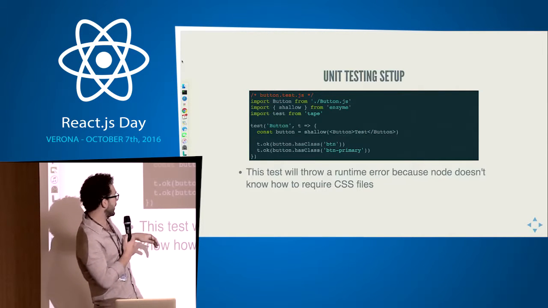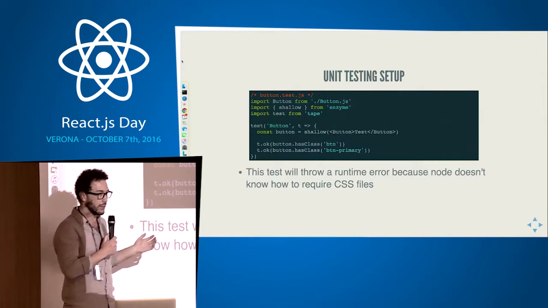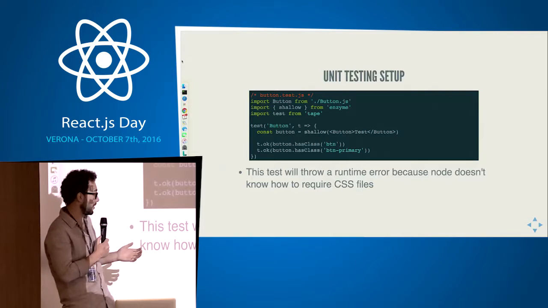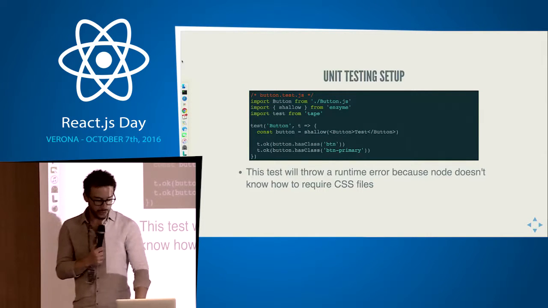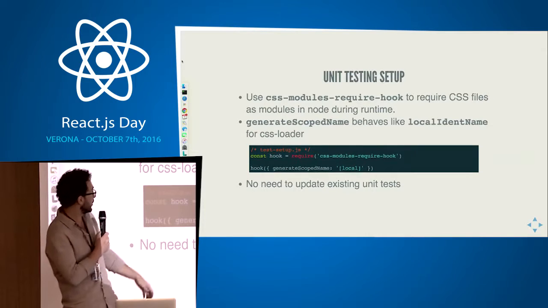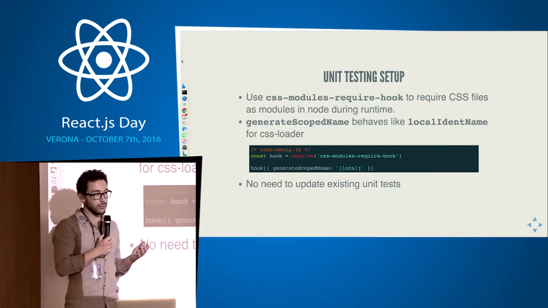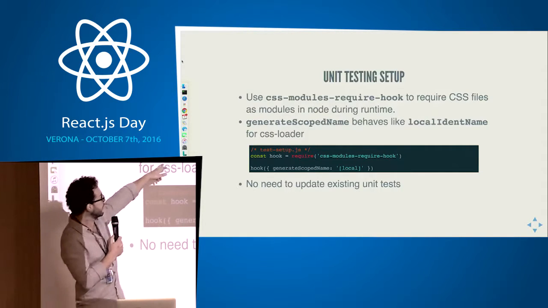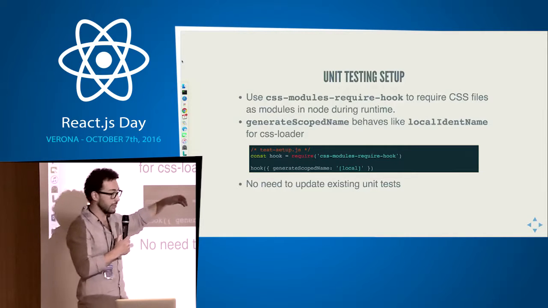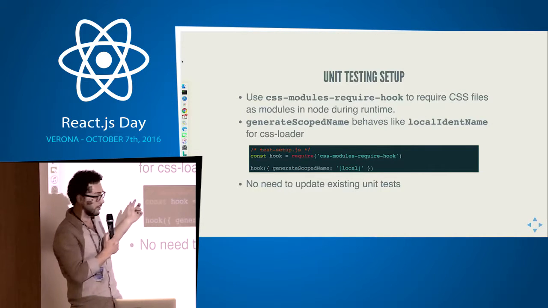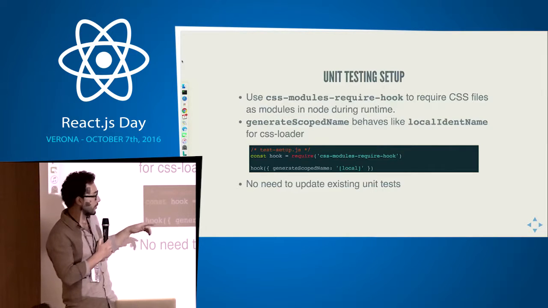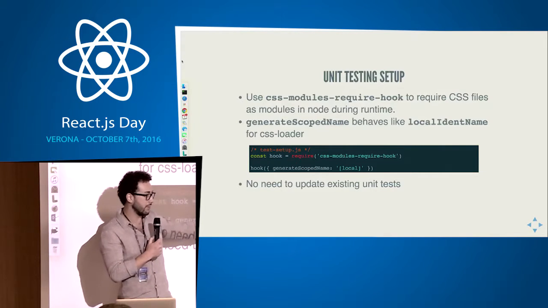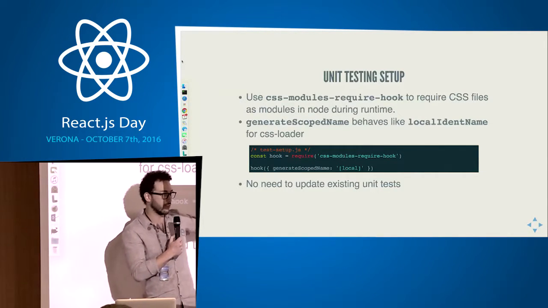And the other problem is that your test will throw a runtime error because Node doesn't know how to import CSS files, right? It will just say, yeah, I don't know about that. How do I do it? And the answer to that is that there's a CSS Modules require hook, which enables you to require CSS files in Node during runtime. And it also has this nice generate scope name parameter, which is the same as the local ident name parameter that we just saw for the CSS loader. And that too allows you to override how the hash is generated. And for unit testing, we just don't want any kind of hash or something like that. We just want the local name. So we just can test for that.